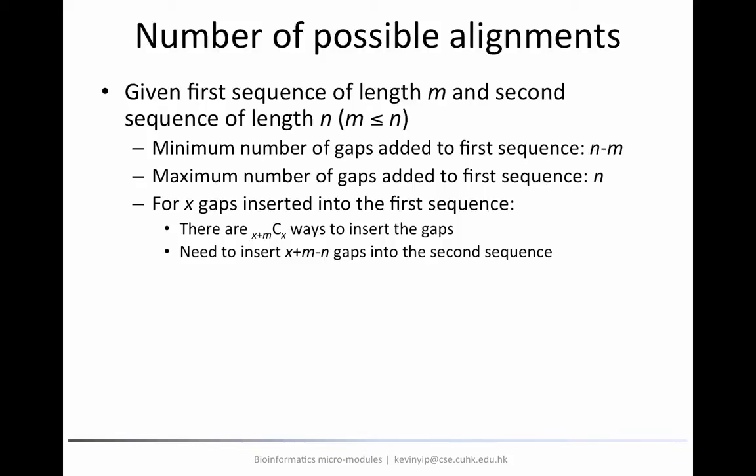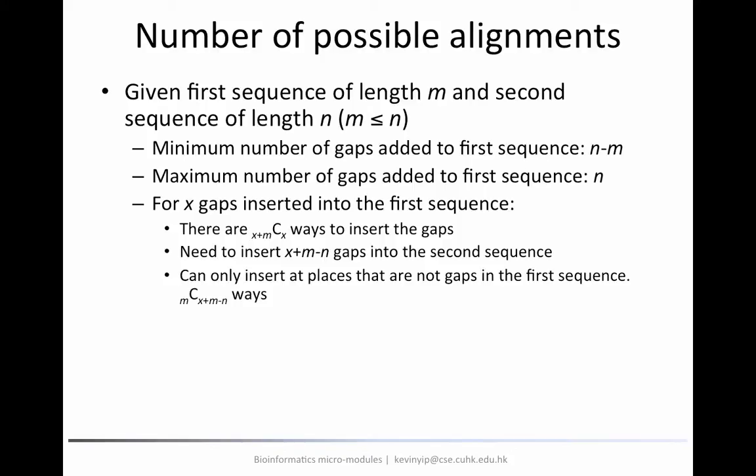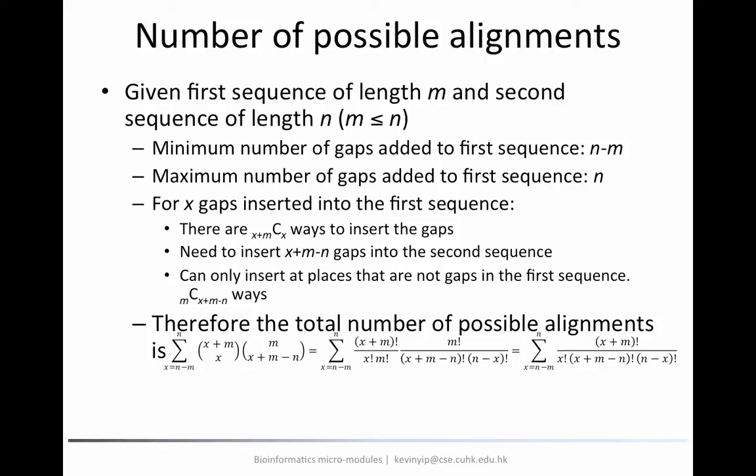Once we have this x fixed, correspondingly, we need to introduce x plus m minus n gaps to the second sequence. Again, these gaps have to be chosen at the places where we did not introduce a gap in the first sequence. So there are only m of them. Therefore, the number of ways we introduce the gaps to the second sequence is m choose x plus m minus n. Now, x can take any value between the minimum and the maximum, so we sum over all these possibilities. After some simplification, we get this final formula.